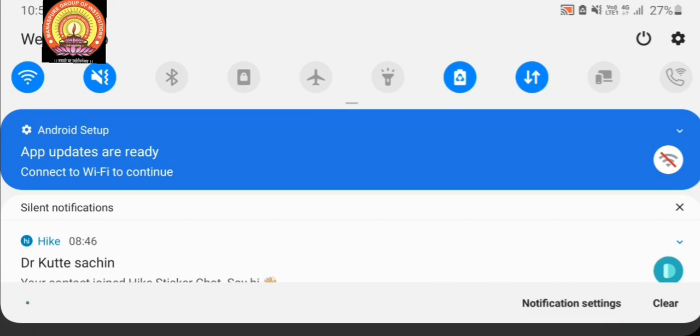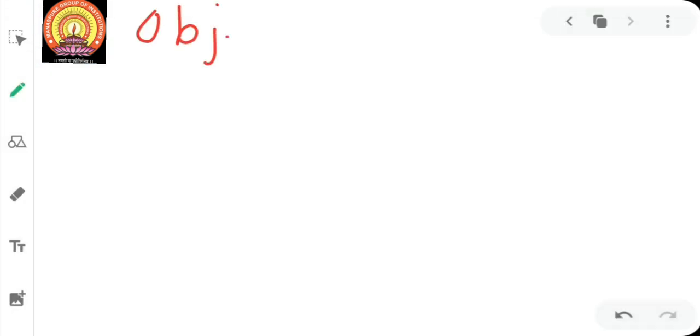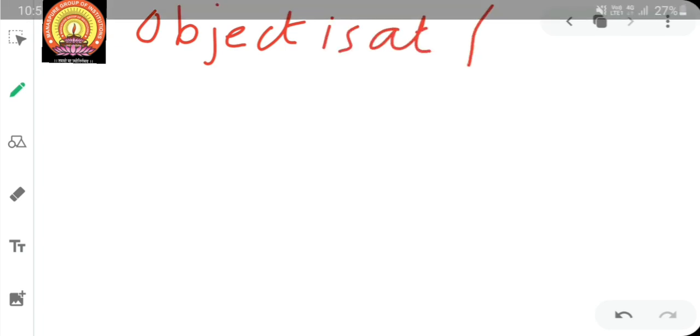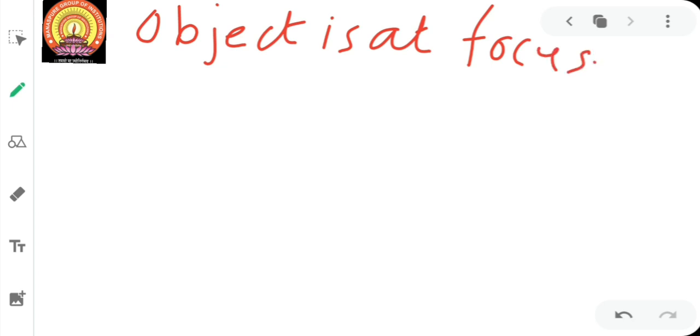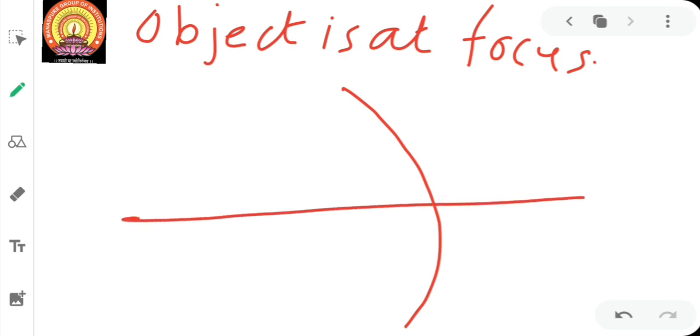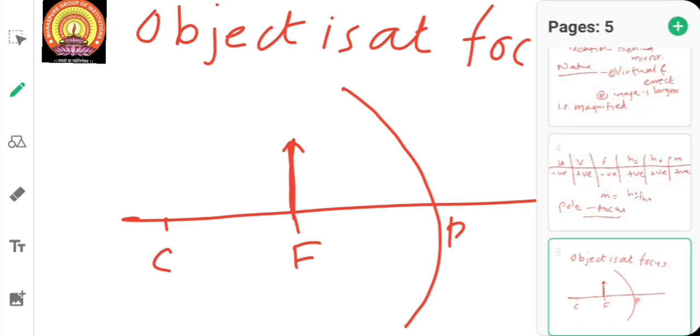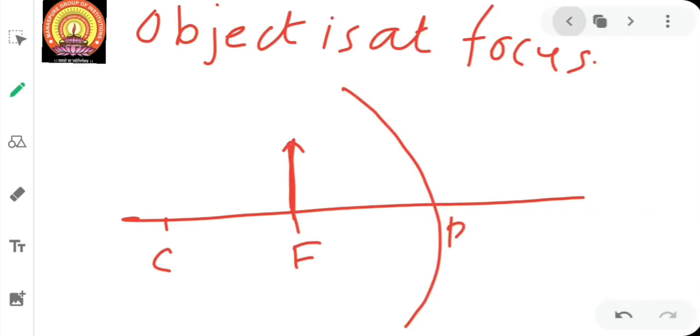Where is the object? The object is at focus. So while we are talking about the object at focus, we can say that suppose this is a concave mirror. Somewhere here there are the points: our pole, the center of curvature, and this is the focus. So the object is at the focus itself. Where is the object? The object is on focus. So what happens if the object is on focus? Let us study right now.